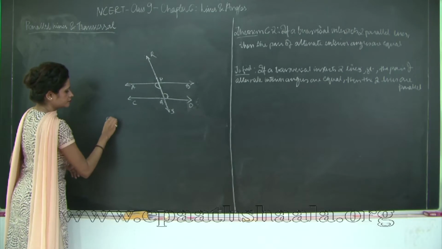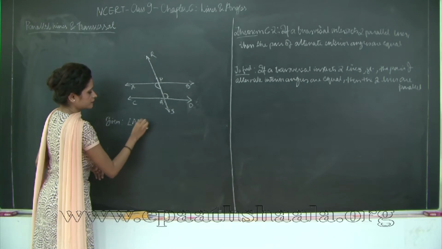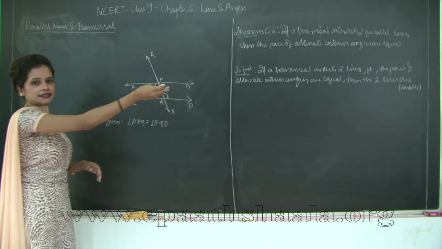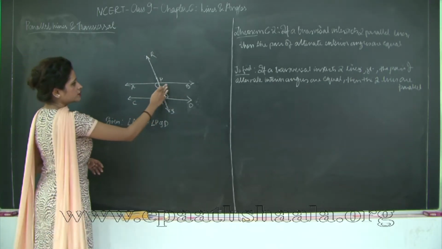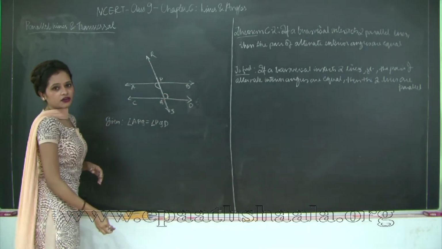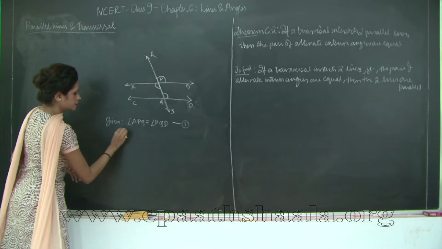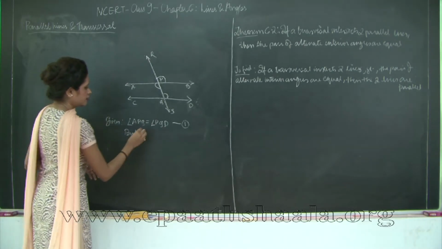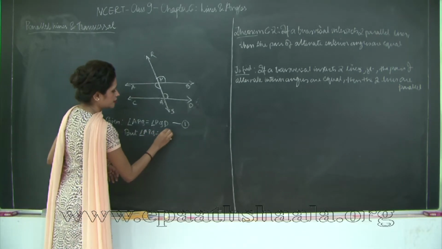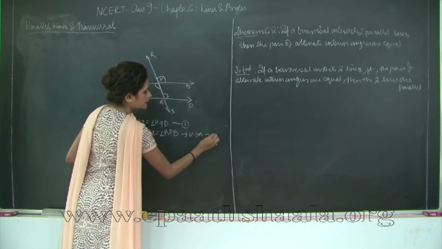Given that angle APQ is equal to angle PQD, correct? Because they are the pair of alternate interior angles and it's given that they are equal. But now what do you see? You see that APQ and RPB are equal. Why? Because they are a pair of vertically opposite angles. But angle APQ is equal to angle RPB. Why? Because they are vertically opposite angles. I'll mark this as 2.